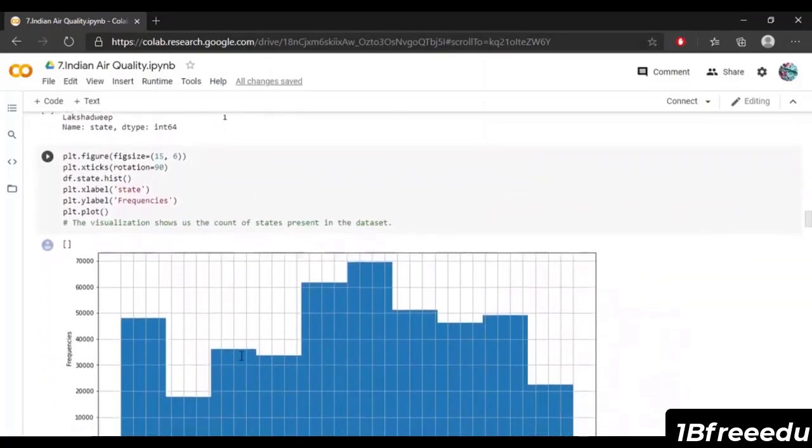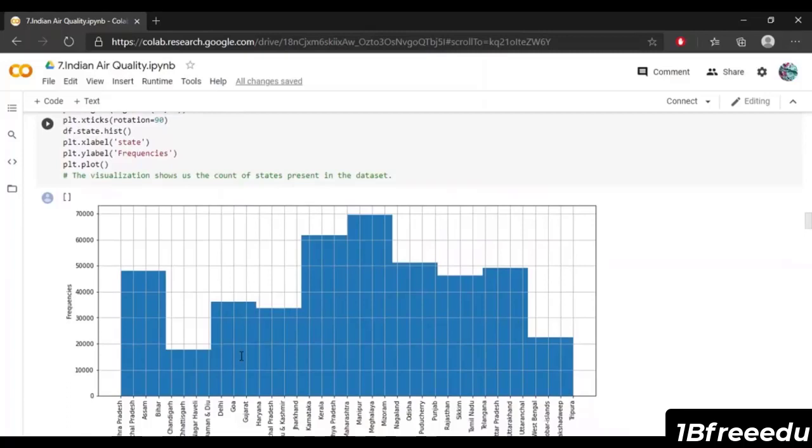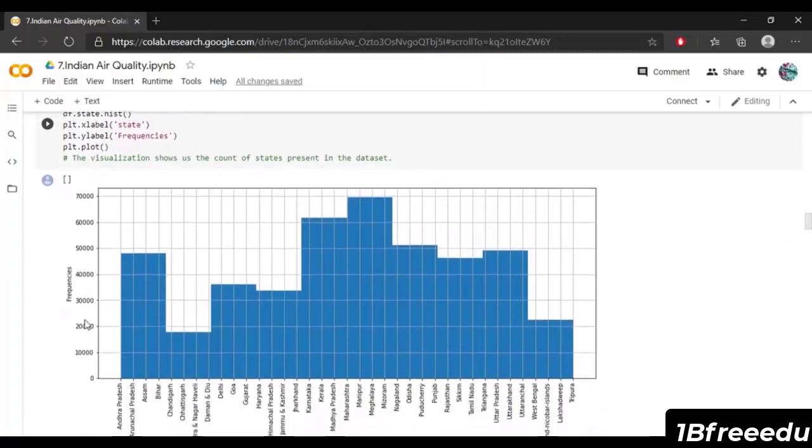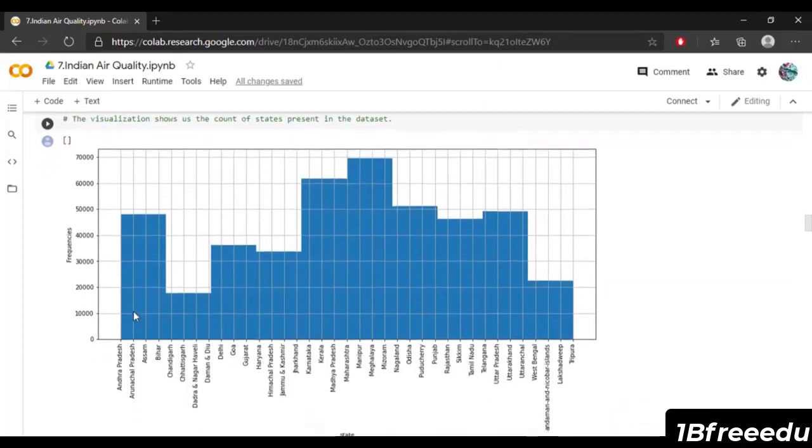And we have used this visualization over here, a histogram, and we have used the state names on the x-axis and the frequency of their occurrence on the y-axis. And as you can see over here, this is how our histogram looks when we take state on the x-axis and their frequencies on the y.